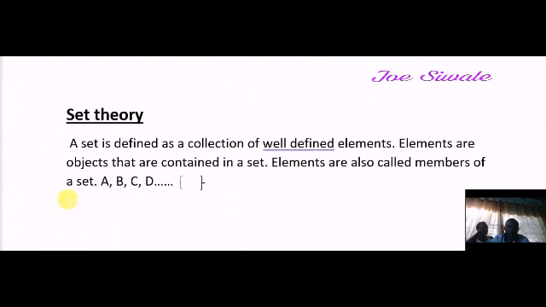So if you go into your kitchen right now, you can make an example of a set of different elements. You can make a set of spoons, a set of knives, a set of pots, and a set of cups.